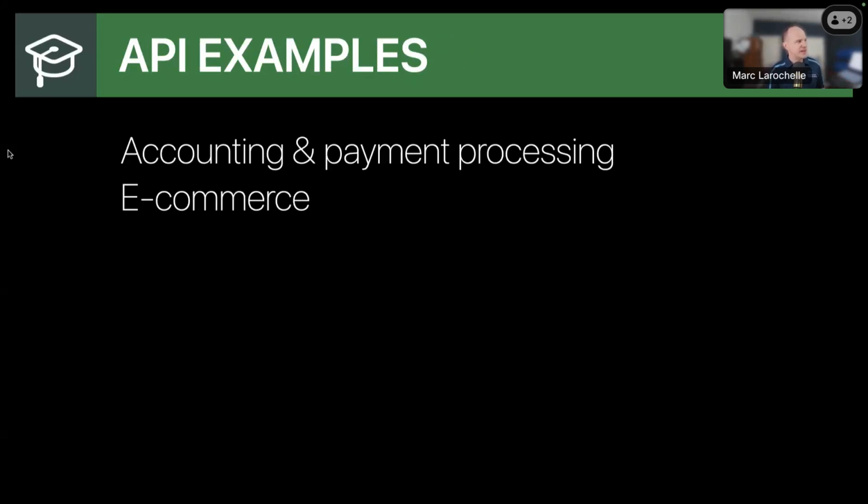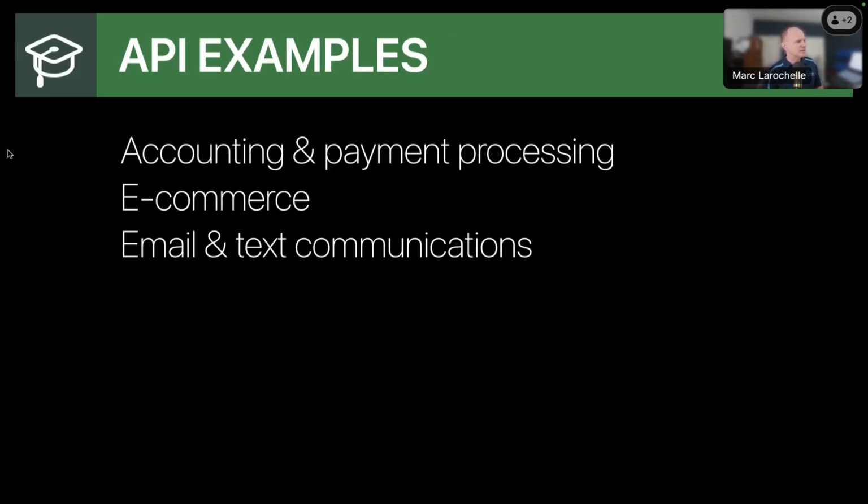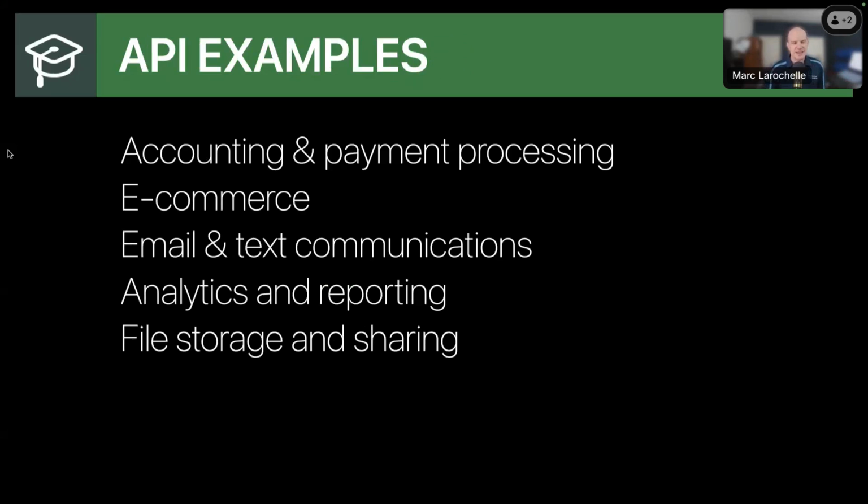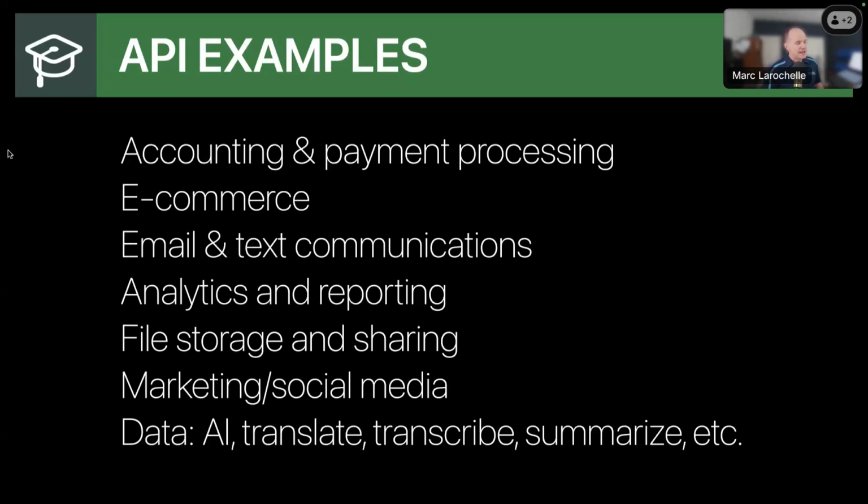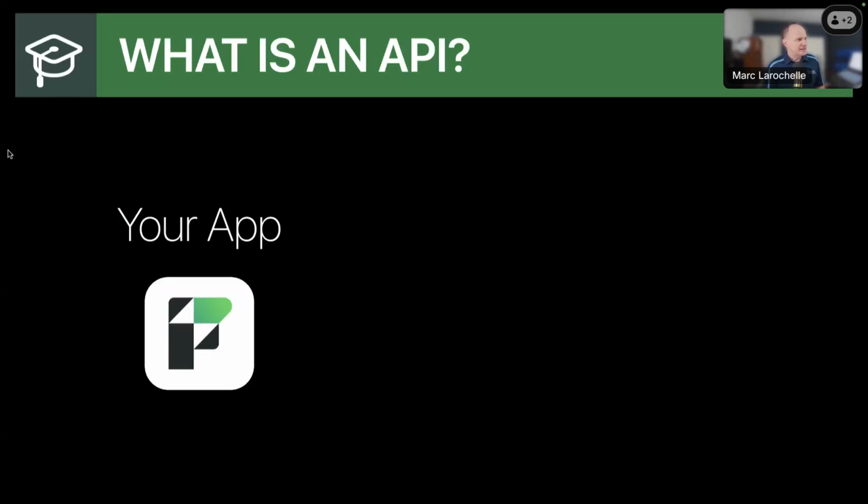So accounting, payment processing, there's APIs for e-commerce, email and text communications, analytics, reporting, file storage, marketing, social media. And then there's this whole other world of data manipulation. And that's where we talk about AI integration, translation, transcribing audio, summarizing data. All of that is at your fingertips once you understand how to work with APIs, once you understand JSON. All of this becomes immediately available, and it's already built in, baked into FileMaker. You're just really clicks away from all this.